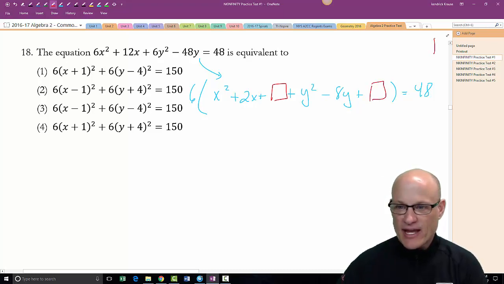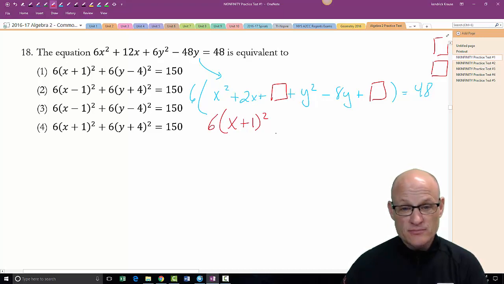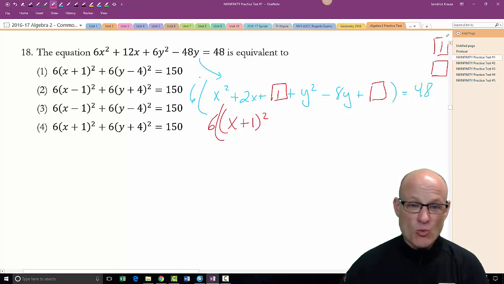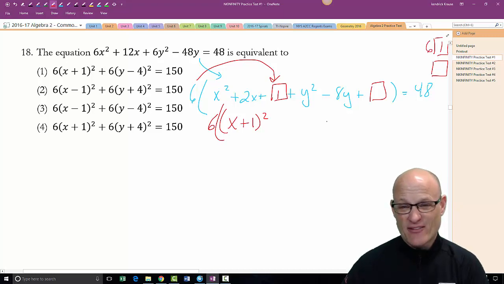But because of that, we're going to have to add 2 things over here, and that actually is going to be the hard part. This is going to be x plus 1 squared. So a 1 goes here. Now, normally you would put a 1 here, but that 1 is actually multiplied by that 6. So really, I got to put a 6 over there. And that's kind of the tricky part. Plus, this is y minus 4 squared.